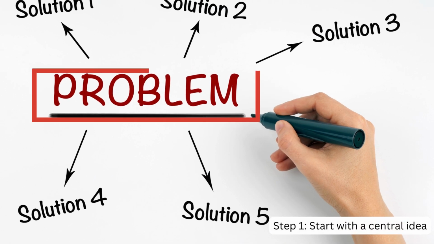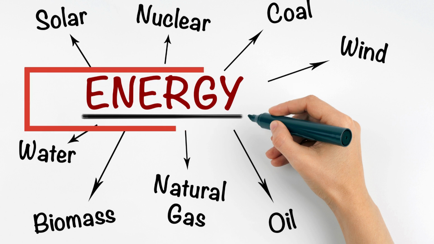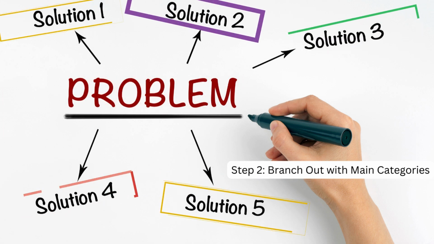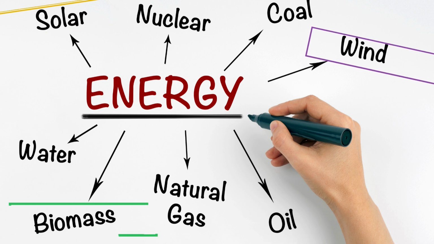Step 1. Start with a central idea. Begin with a central idea or theme in the center of your page. This could be the main topic or the problem you want to explore. Step 2. Branch out with main categories. Identify and draw main branches radiating from the central idea. These branches represent the main categories or key aspects related to your central idea.